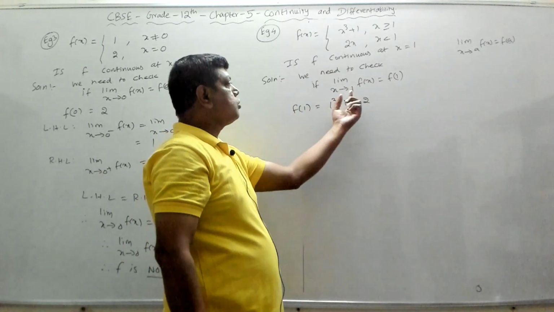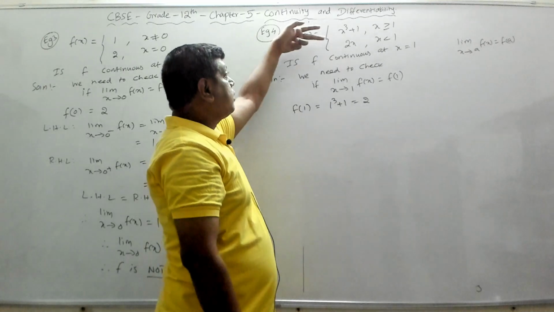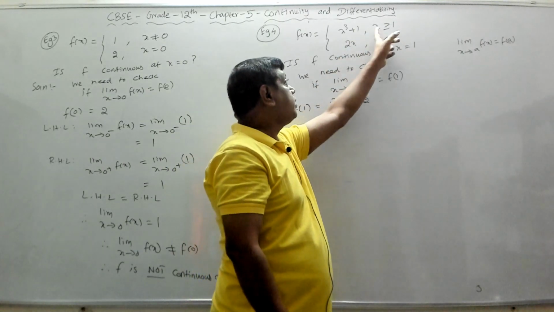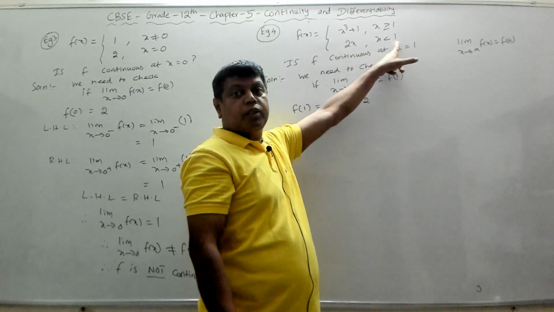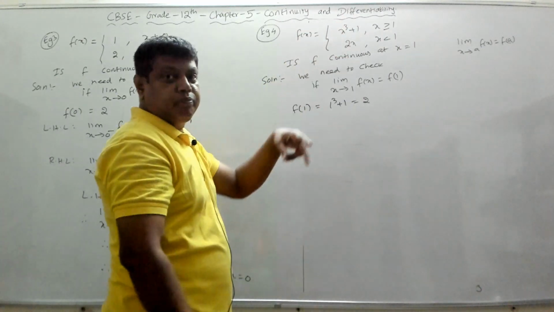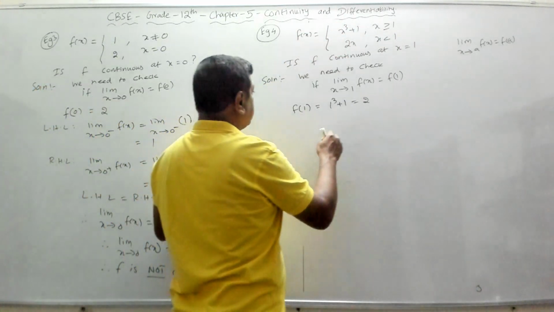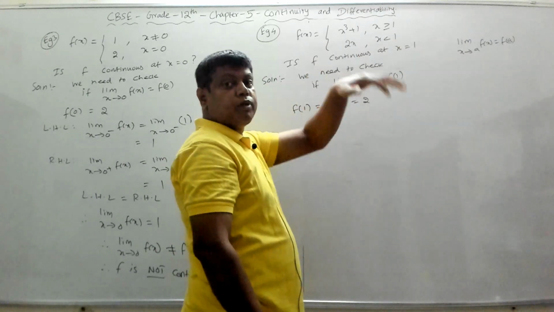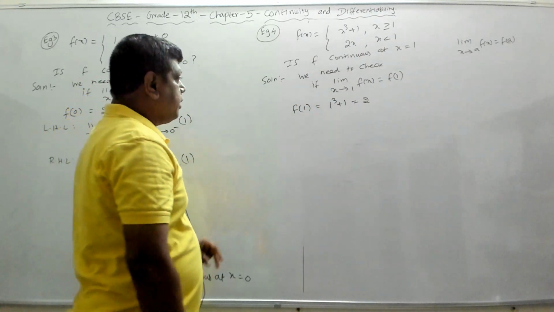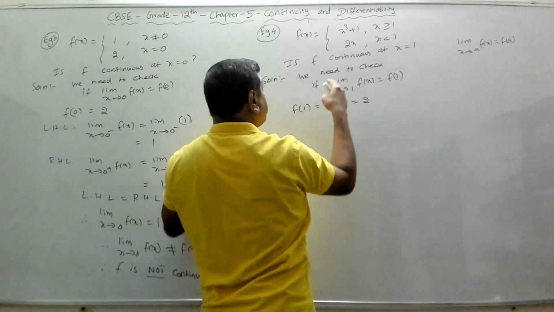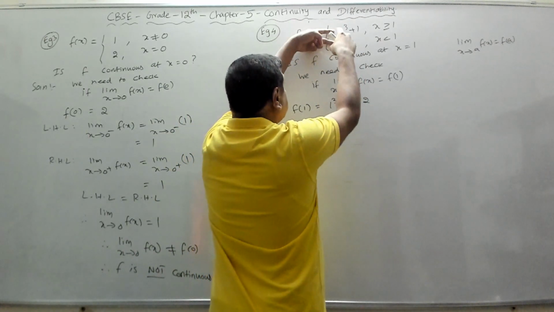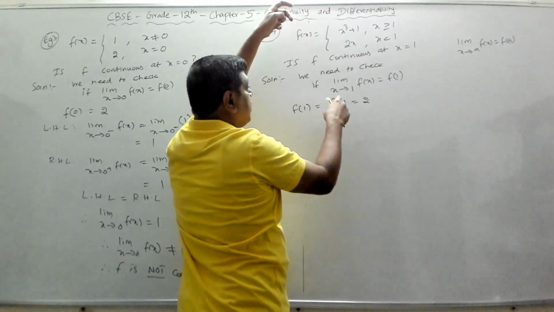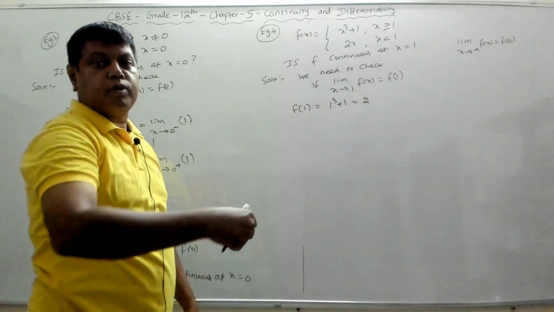Now to find the limit x goes to 1 f of x, again f has two definitions based on the value of x, and that change happens at the point x equal to 1. At the point x equal to 1, the function definition is changing, right? So to find this limit, we must go for left hand limit and right hand limit, because f has two definitions and that definition changes at 1, and we are finding the limit at that point 1.